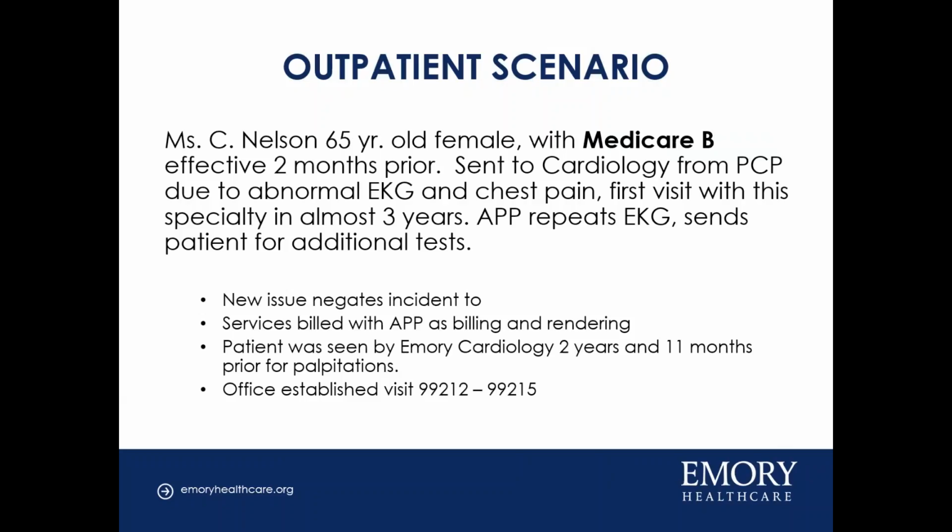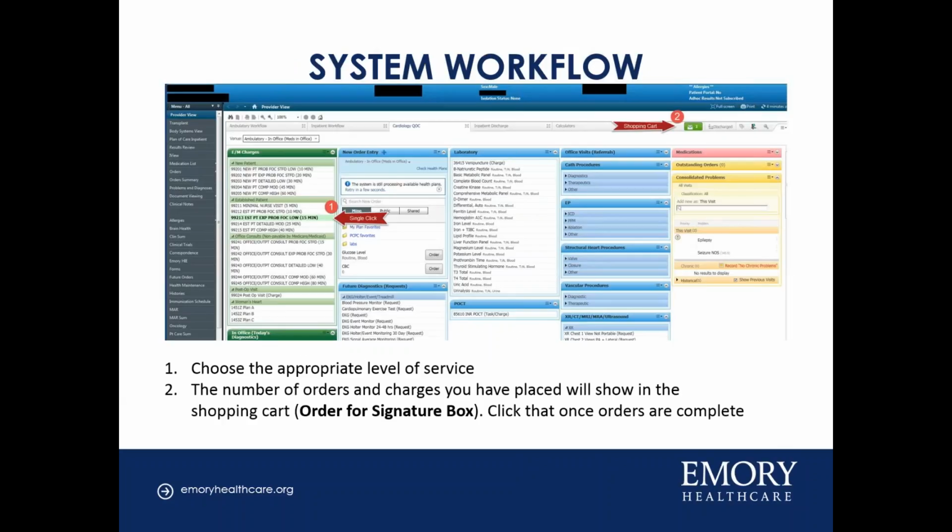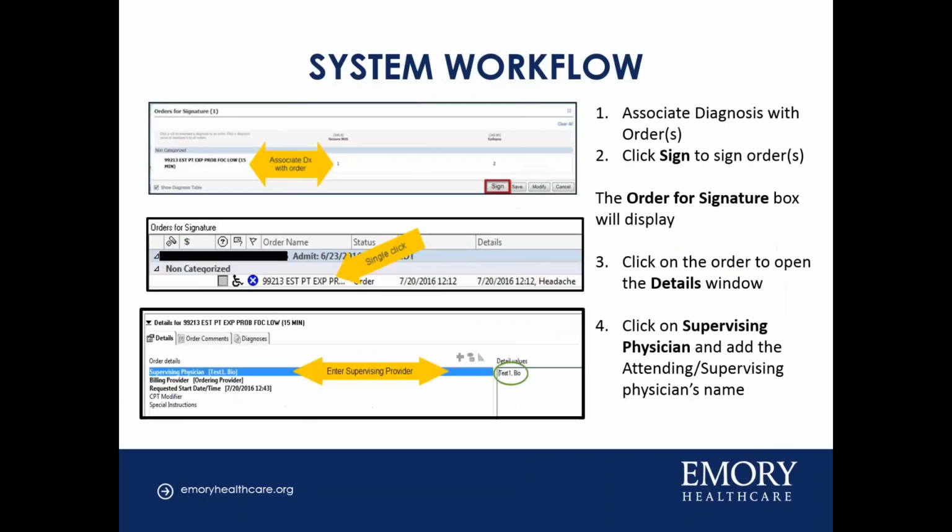The patient was seen by MA cardiology almost 3 years ago, but not quite, so it wouldn't be a new patient. So this would be an established office visit, 99212 to 99215, based on the documentation. So again, we would go to our quick orders and charges page. We choose the level of service, any other orders, and go to our shopping cart.